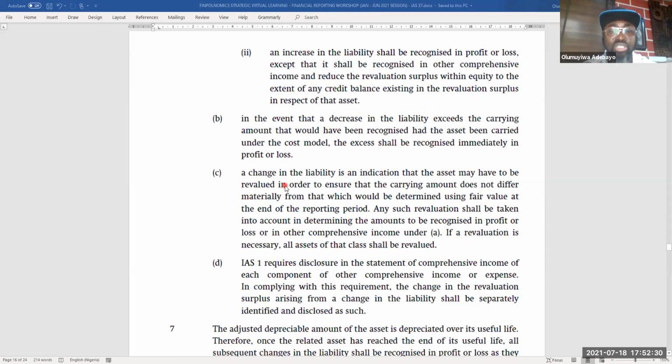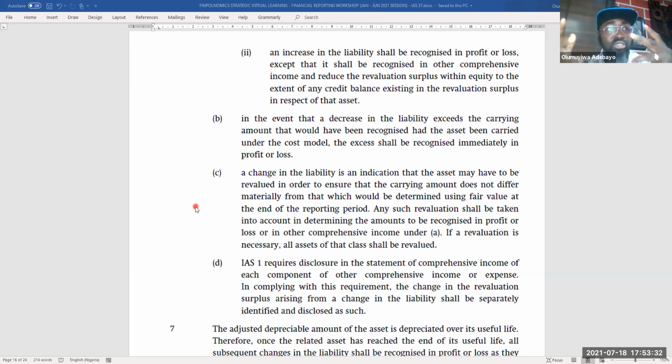Now, the following are other additional information. In the event that a decrease in liability exceeds the carrying amount that would have been recognized for the asset under the cost model, the excess shall be recognized immediately in profit or loss. This is synonymous to what I've explained earlier. Also, a change in liability is an indication that an asset may have been revalued in order to ensure that the carrying amount does not differ materially from what would be determined using fair value at the end of the reporting period. Any such revaluation should be taken into account in determining the amount to be recognized in profit or loss or in other comprehensive income under A, as I've explained earlier. If a revaluation is necessary, all assets of that class shall be revalued. Remember, it speaks to the requirement of IAS 16 that says once you revalue any item within a class, the entire class must also be revalued.